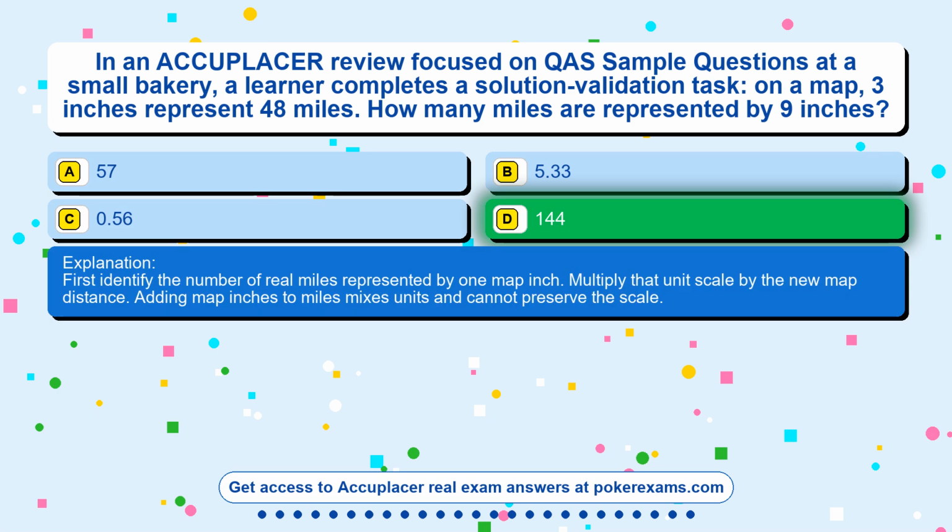First identify the number of real miles represented by 1 map inch. Multiply that unit scale by the new map distance. Adding map inches to miles mixes units and cannot preserve the scale.